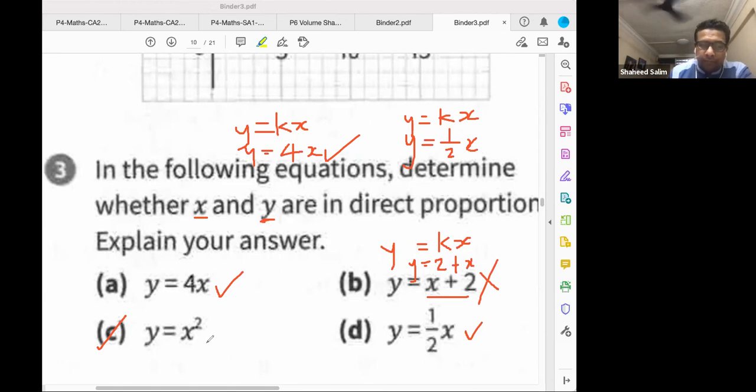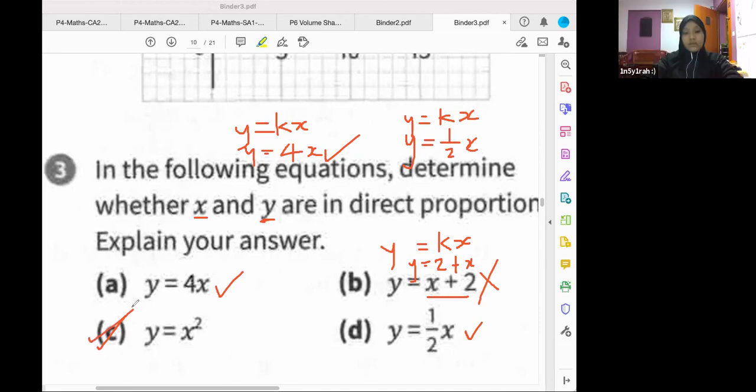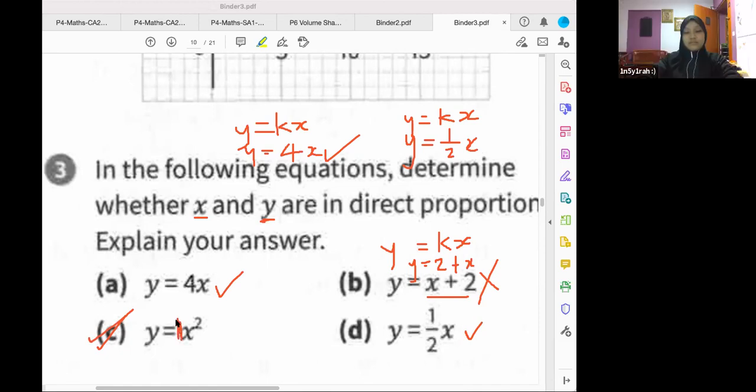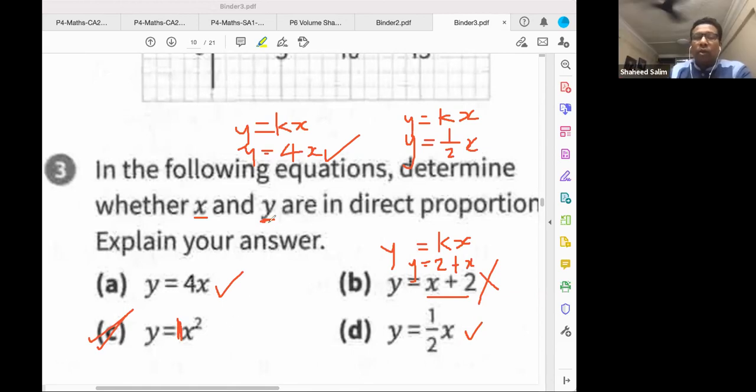Down here, same thing. How do I get rid of this square? Inshira, how do you know c is not in direct proportion? Because there's no k. But k can be 1 times x squared. Okay, so down here now, we are talking about x and y, not x squared. We are talking about x and y.